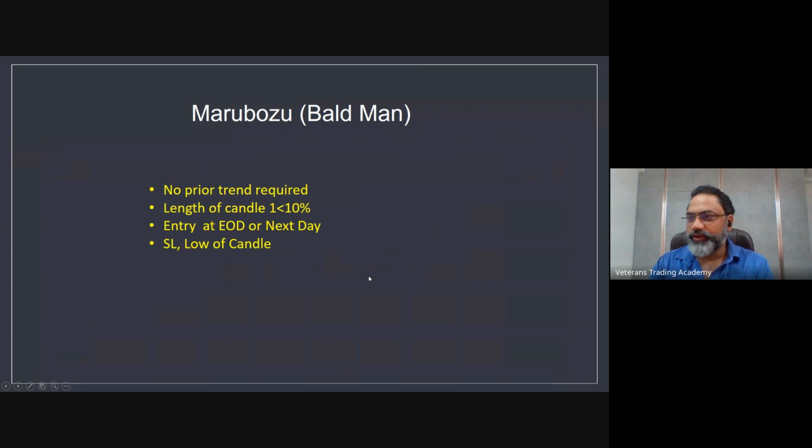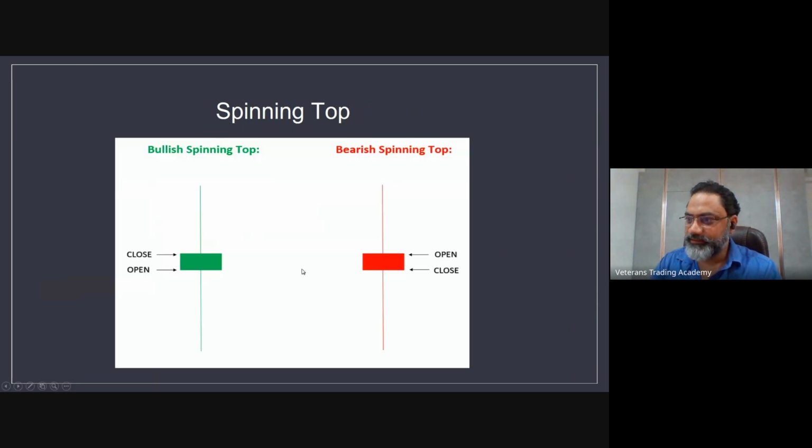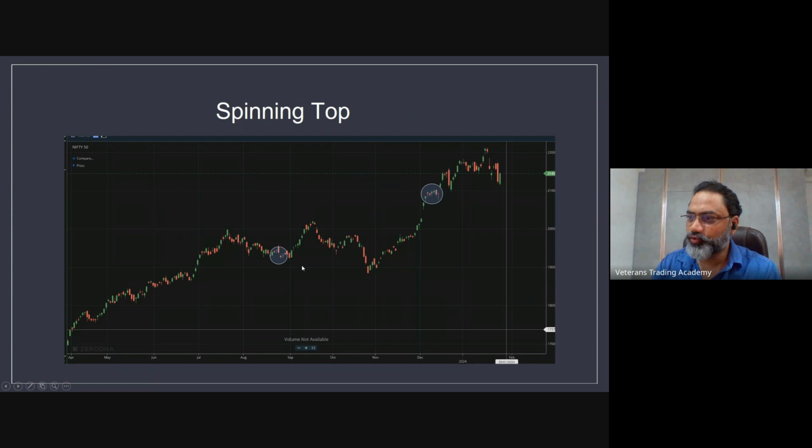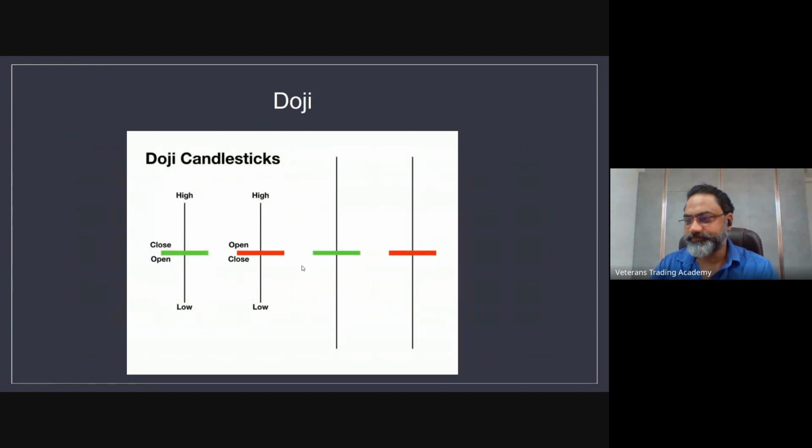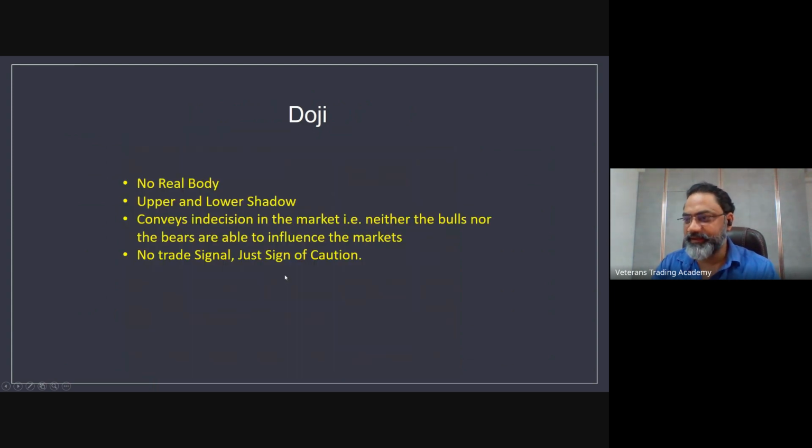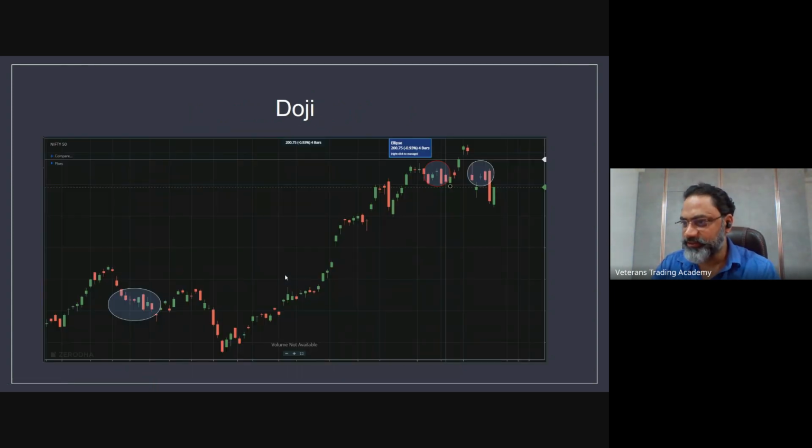They were examples of Marubozu, and then we covered that it doesn't matter what the prior trend is in this case, and entry is either at the end of the day at 3:20 or on the next day, depending on what kind of trader you are. Stop loss is at the low of the candle. Similarly, we covered spinning top, and also doji, and we said that doji and spinning top basically show indecision, and they don't show any signal of whether it's a buy or sell. It just shows that there's a fight between supply and demand, and traders are fighting among each other to find out. And we showed some examples of spinning top and doji, which can be seen in the chart.